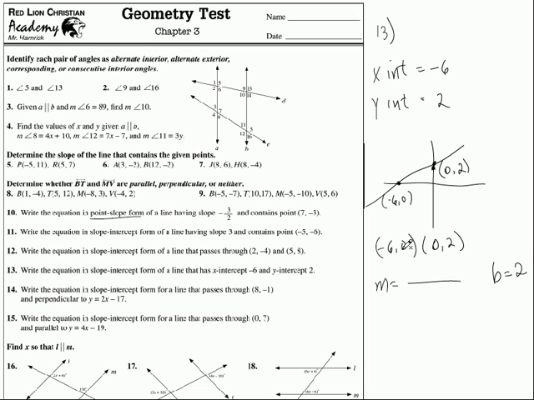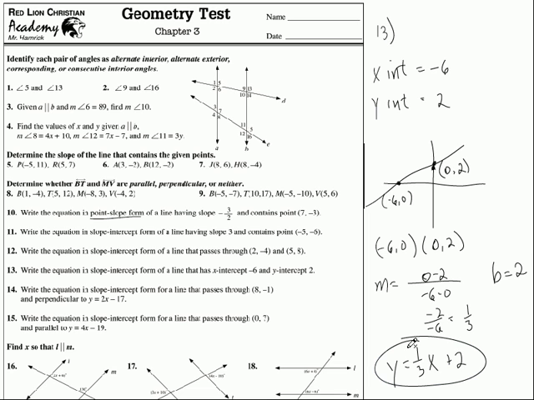It's pretty easy. 0 minus 2, and then -6 minus 0. So it's -2 over -6, which is positive 1/3. That's my slope. Put it all together into the slope-intercept form. So it's y equals 1/3 x plus 2.